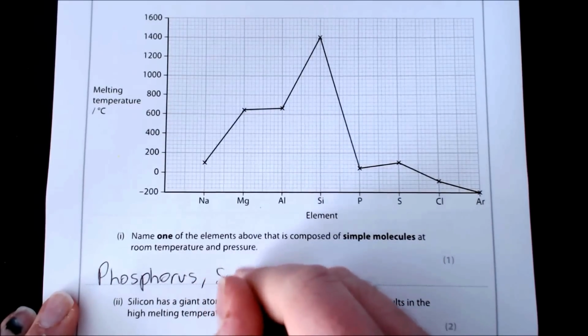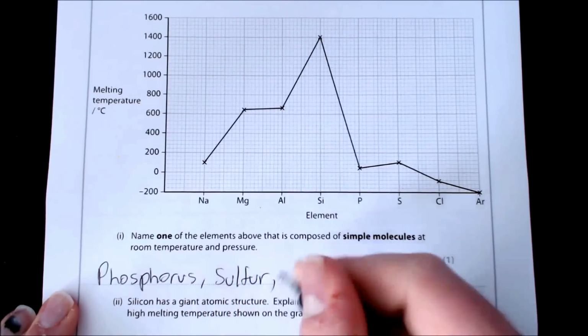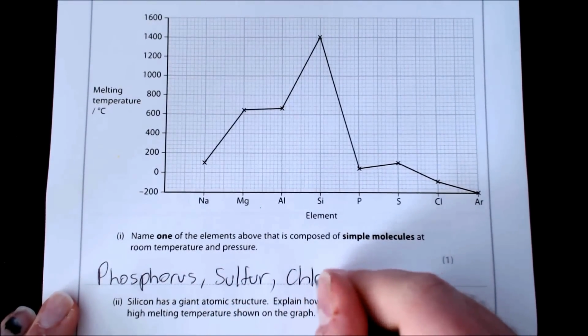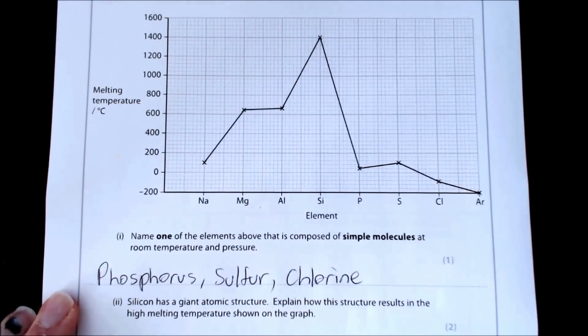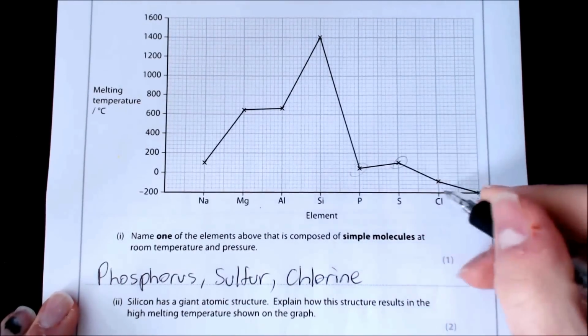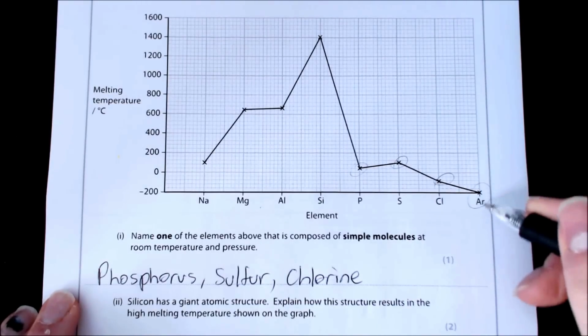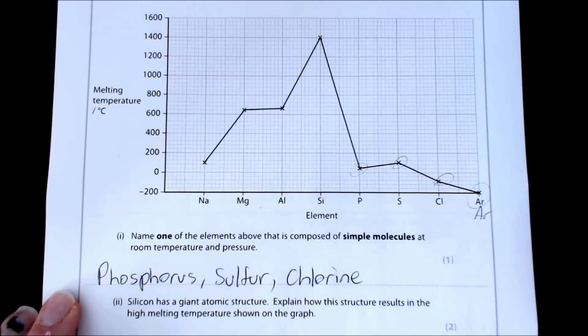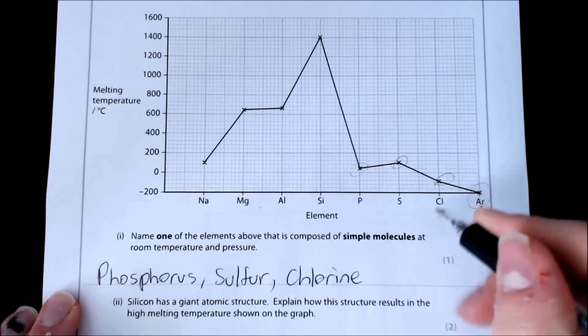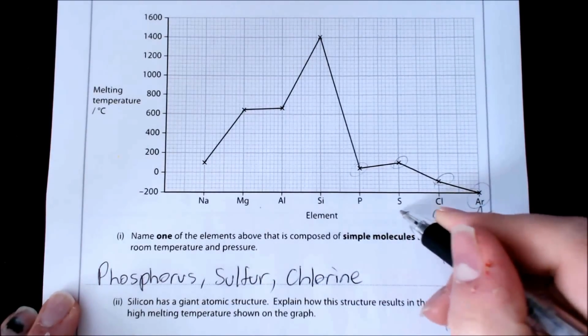We can include sulfur in there as well, or we can have chlorine. Any of them will do. Here we are. There's phosphorus, sulfur, and chlorine. Argon is not included because argon isn't a molecule, it's an element. It exists on its own, whereas these ones do, which this is Cl2.